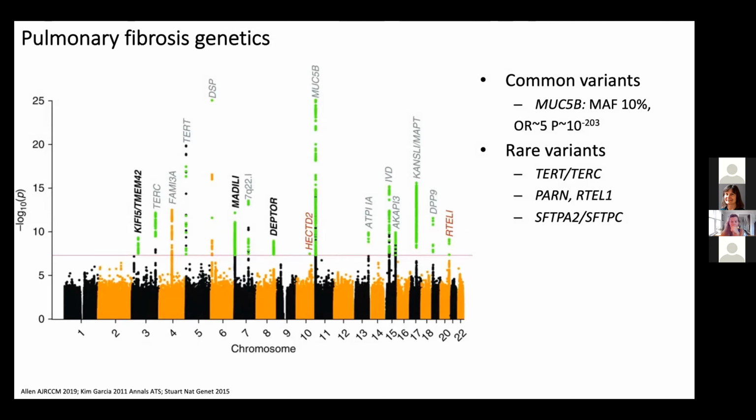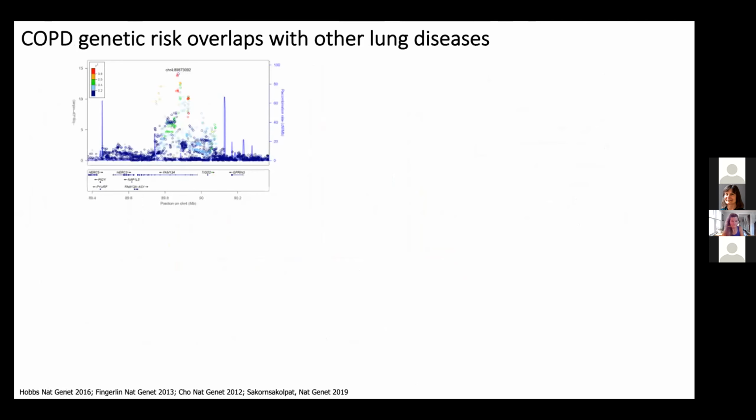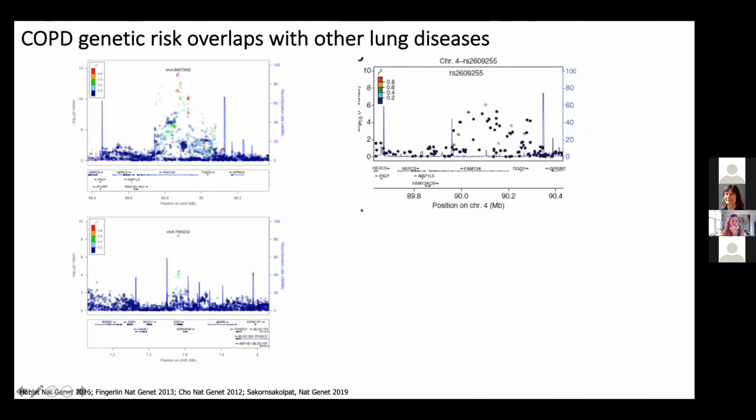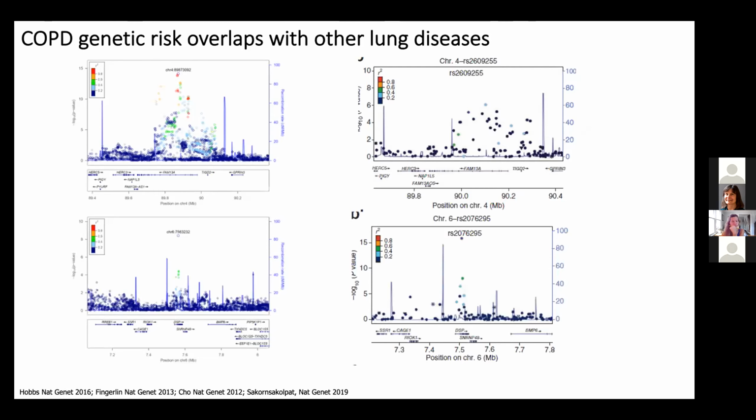The other thing that's kind of notable is that you see FAM13A and DSP here, and I don't expect you to remember, but these were also present on the COPD plots. So it turns out this is a locus zoom plot of FAM13A from COPD. This is a locus zoom of FAM13A from a 2013 paper of pulmonary fibrosis. This is the DSP locus from our COPD paper. This is the same one from pulmonary fibrosis. So there's some relationship and then some overlap here.